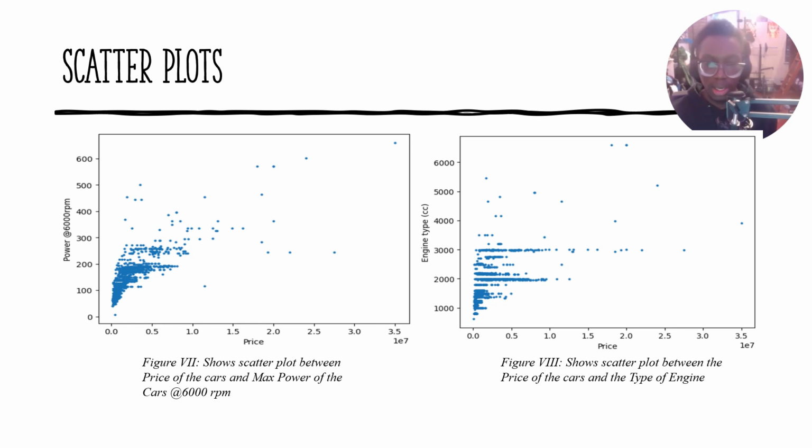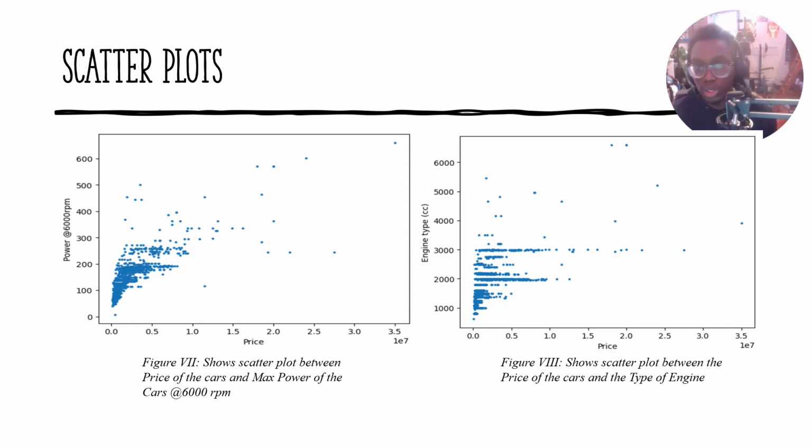Now moving on to the scatter plots. This very first scatter plot is showing the relationship between the price of cars and the max power of the cars. We only chose cars that had 6,000 RPM just for simplification purposes. It shows that most of the data is contained between 0 and 1 times 10 to the 7th rupees in terms of price, and between 300 to 100 bhp at 6,000 RPM, and that shows the main concentration of the data.